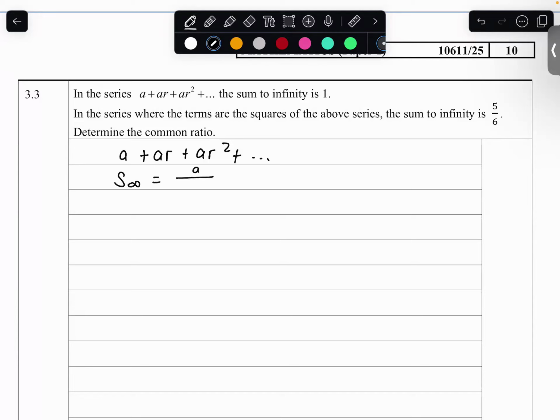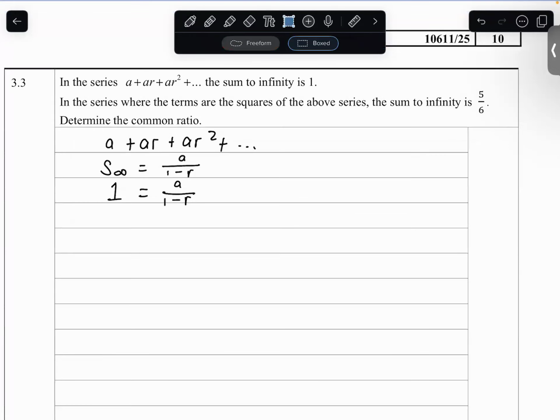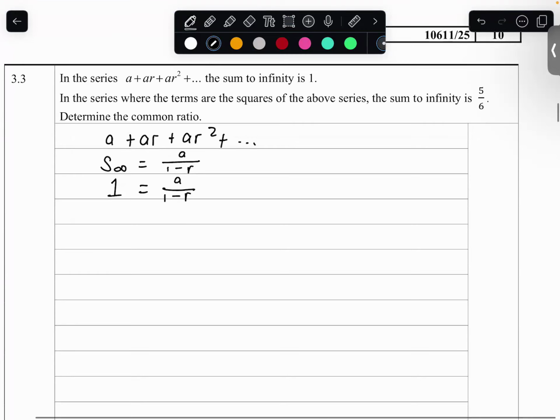It's a over 1 minus r, where r is t2 over t1, which is just r, right? So that's just r. The sum to infinity for this sequence is 1 is equal to a over 1 minus r. Right. I'm going to cross multiply to make my sum simpler. That gives me 1 minus r is equal to a. Let's call this equation 1.